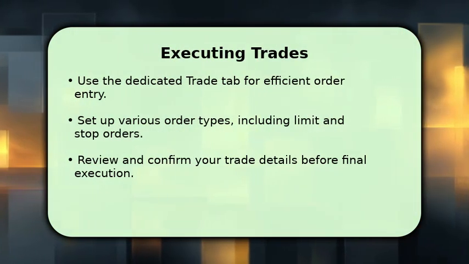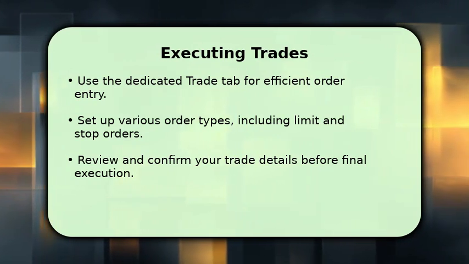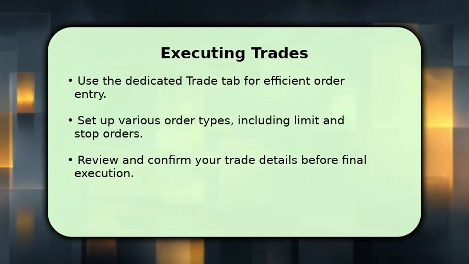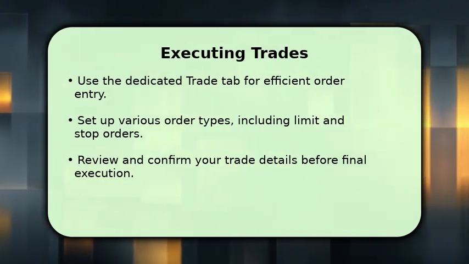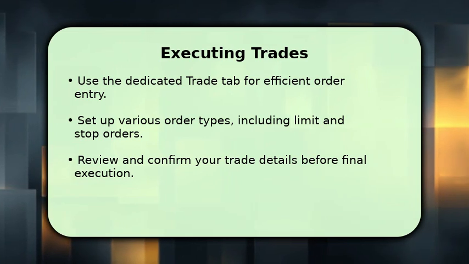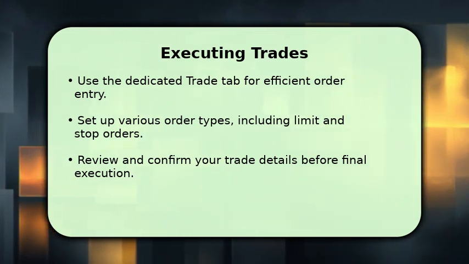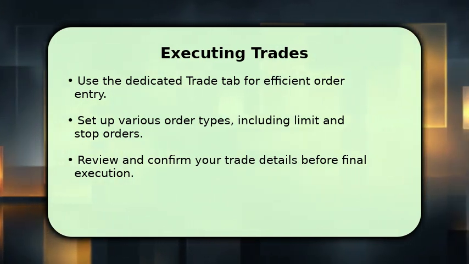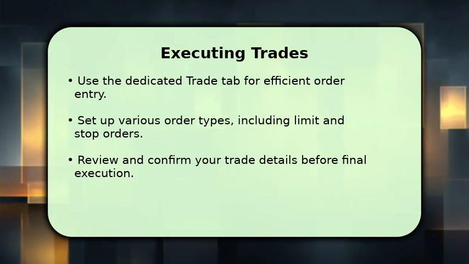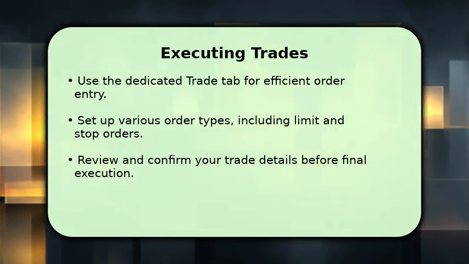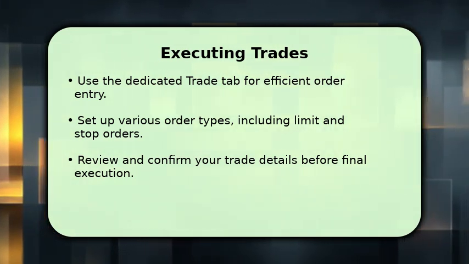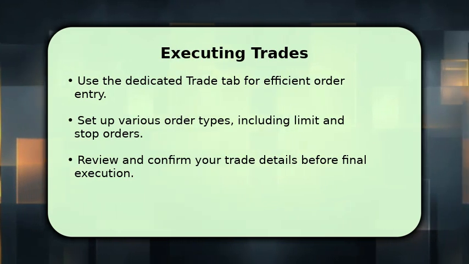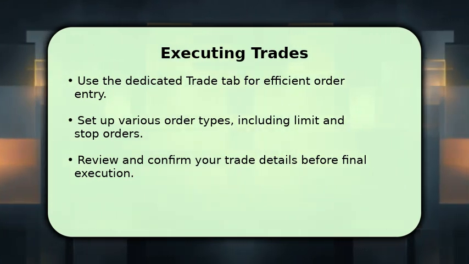Placing a trade on Thinkorswim is a core function. Head over to the Trade tab, where you can enter your desired security and specify the quantity. You have the flexibility to choose from various order types, such as market, limit, or stop orders, to suit your trading strategy. Always take a moment to carefully review all the trade details, including price and quantity, before confirming your order for execution. This helps prevent errors.